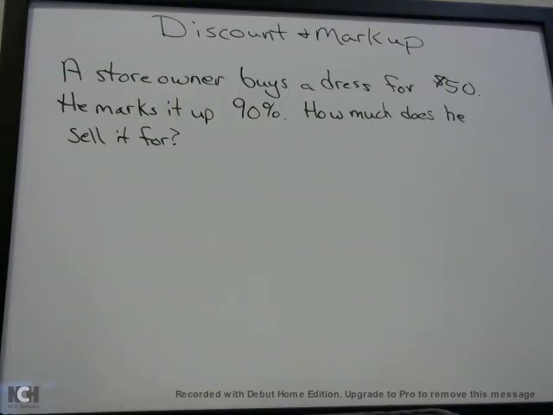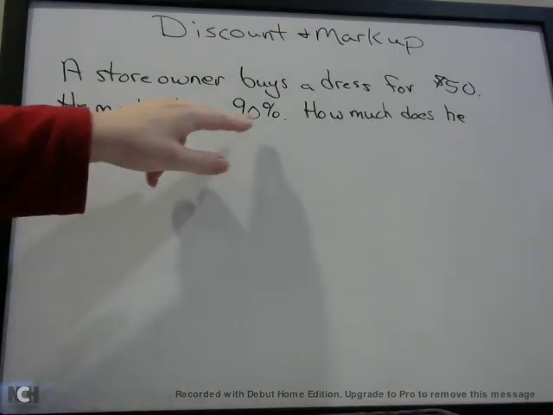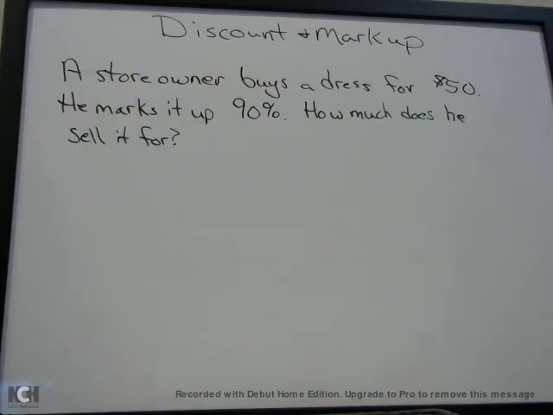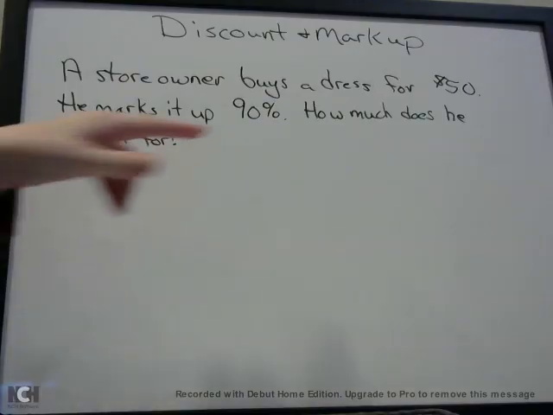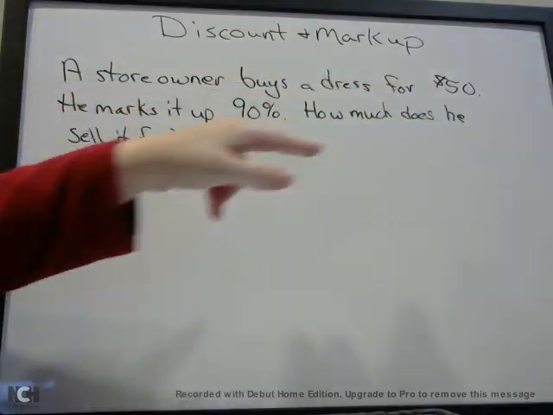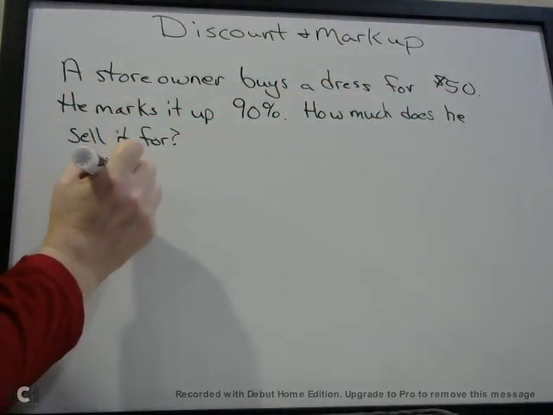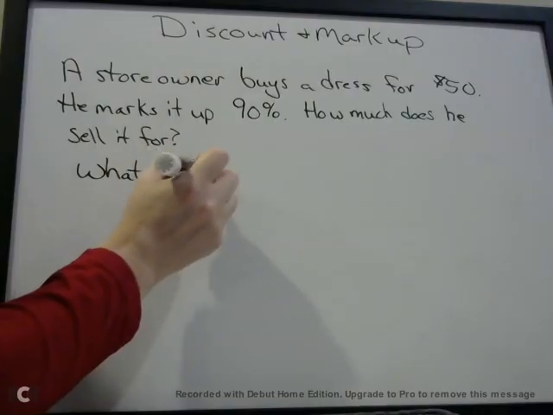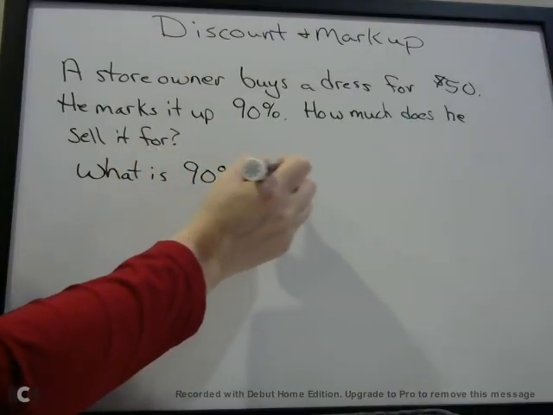So for example, here's a question you might get. A store owner buys a dress for $50. He marks it up 90%. How much does he sell it for? Normally stores buy merchandise and then mark it up so that they can make a profit off of it when they sell it. So he buys it for $50, marks it up 90%. So what you should be thinking about is 90% of $50. The question in your mind first should be, what is 90% of $50?